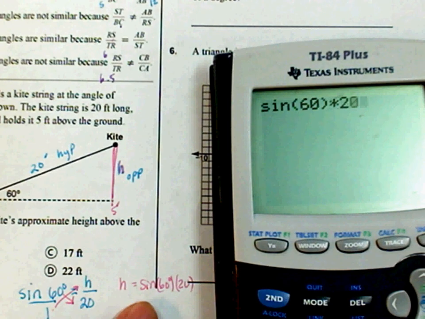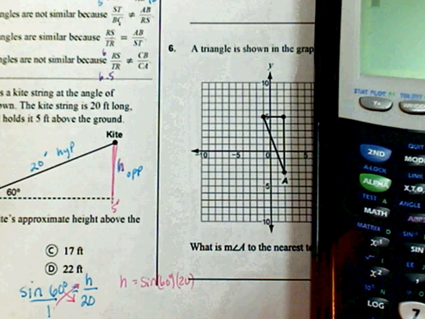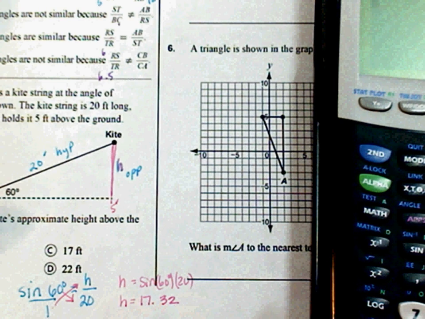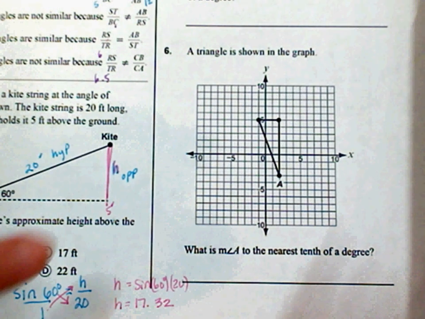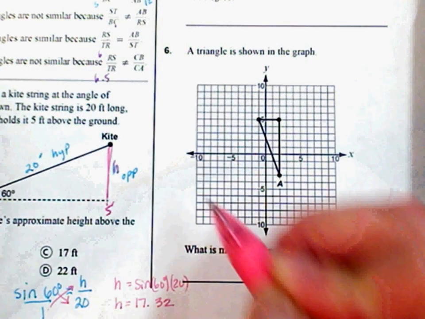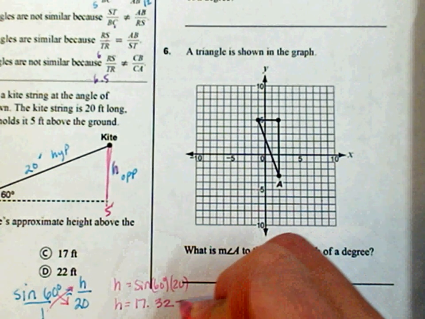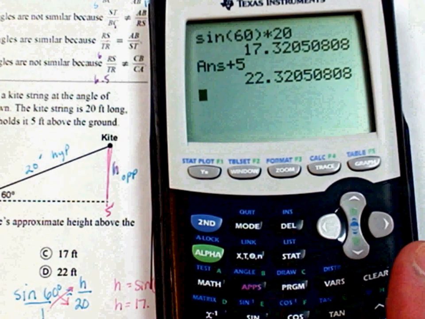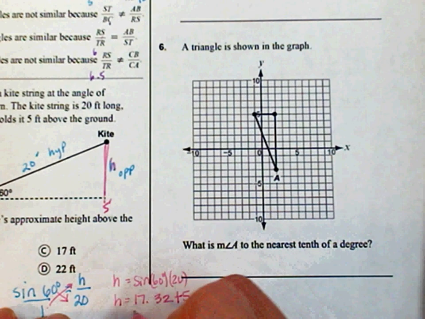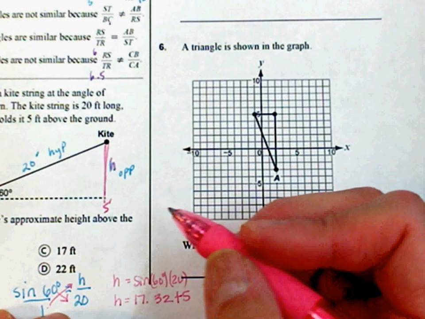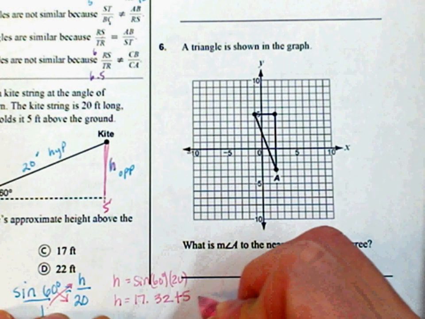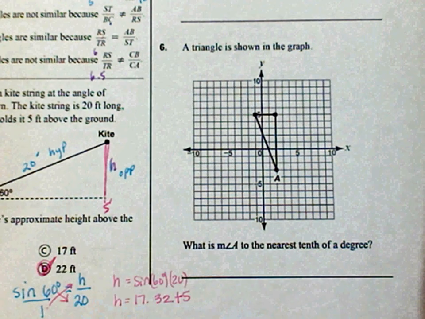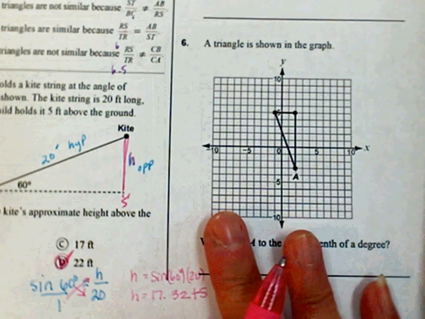So what is the height? The h is 17.32. However, do you remember how there's a 5 right here? He's 5 feet off the ground. You got to add 5 to that. So plus 5, so the answer is 22.3. So the height of the kite is plus 5 comes out to be 22.3. Okay? So there's the answer for number 3.